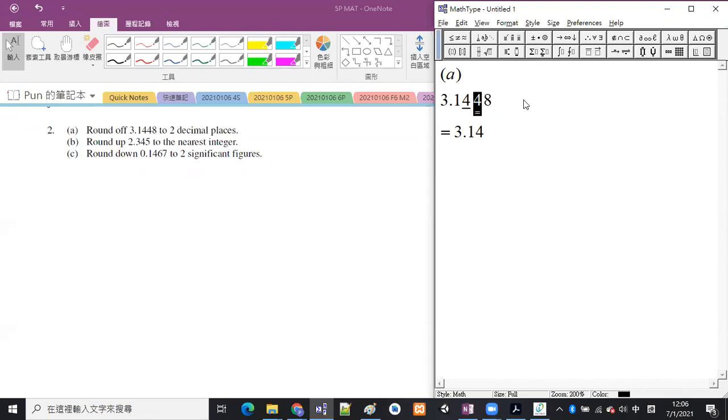Okay, this 4 is the second decimal place, and then the next number is the number for us to judge whether we need to add 1 to the 4 or don't add 1 to the 4. Okay, if this number, the double underlined number, is 5, 6, 7, 8, or 9, then we need to add 1 to this 4. But this time, if it is 4, 3, 2, 1, or 0, then we do not add 1 to this 4. Okay, so 3.1448 is just equal to 3.14, which is correct to 2 decimal places.